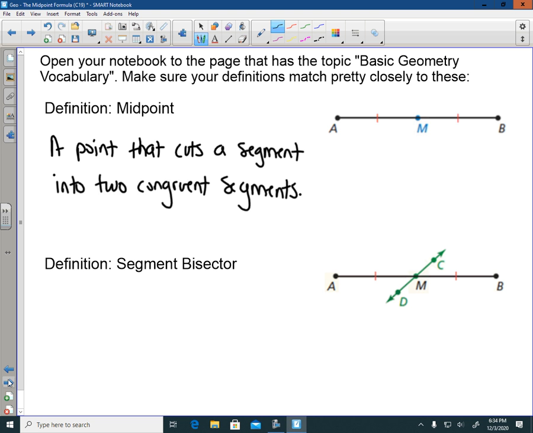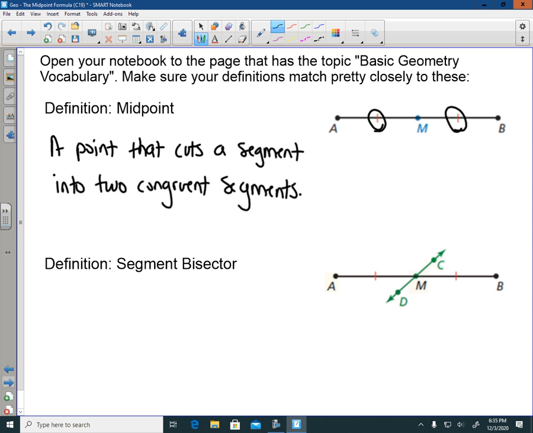M in this picture is a midpoint, and I can tell that it is because AM and MB are congruent. I can tell that they're congruent because they're marked that way. Remember, that's what those markings mean. We're going to be using that idea a little bit more than we have so far.